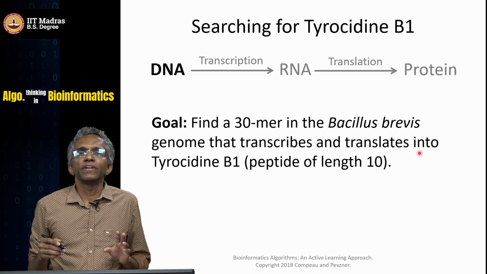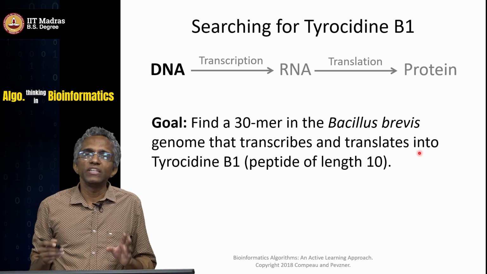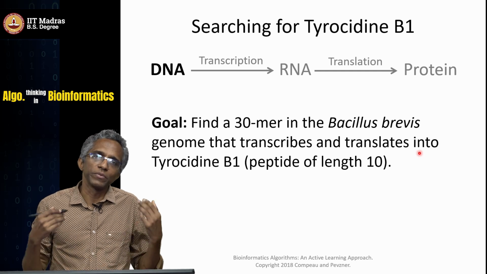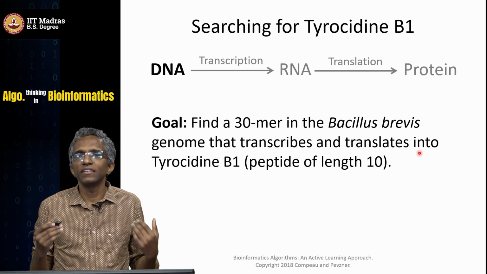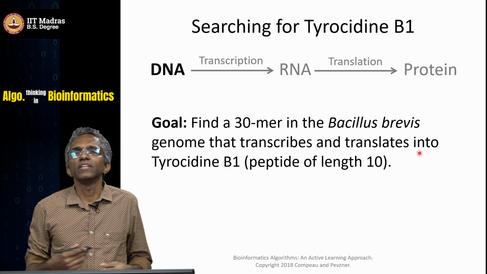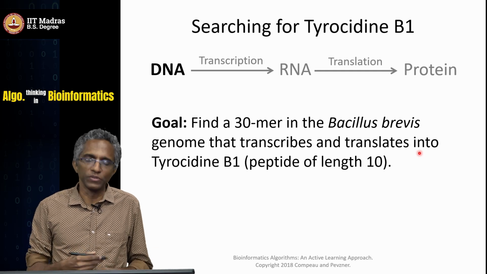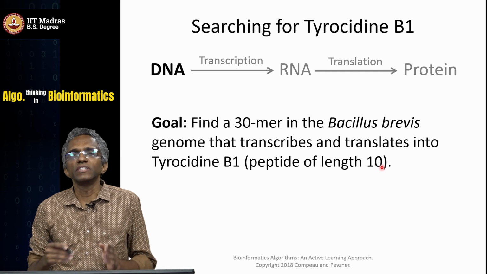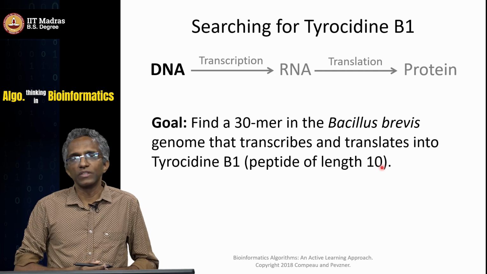So, we are interested in finding out which part of the genome, which gene in the genome of Bacillus brevis, codes for this tyrocidine B1 protein. Let us say that some oracle has already given us the sequence of amino acids in the tyrocidine B1 protein. They have told us it is of length 10, and these are the first, second, third and so on until the 10th amino acid.